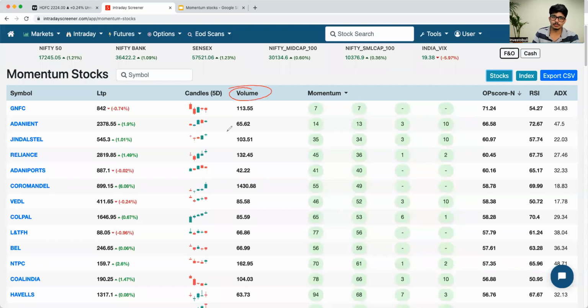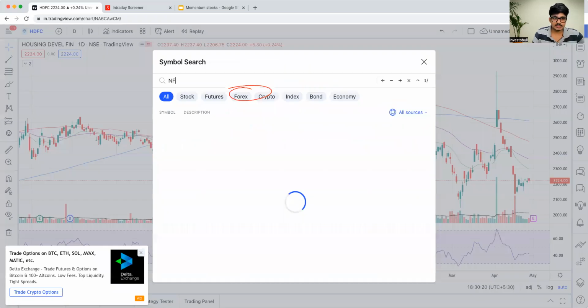So what does this volume mean? For this, let's take an example and discuss it in the chart.